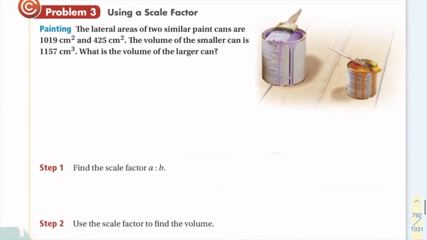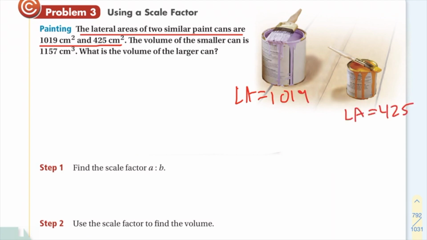Okay, so moving on to our last and final problem. Notice in this problem, it's saying the lateral areas of the two similar paint cans are given. So we have 1019 and 425. We're also given the volume of the smaller can, 1157. And we are supposed to find the volume of the big can.